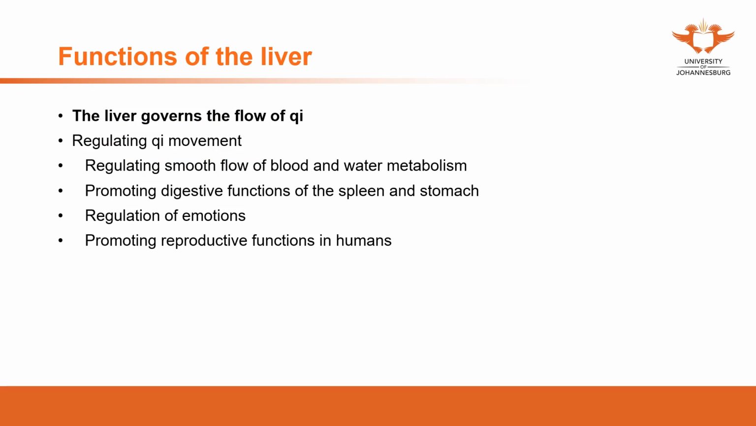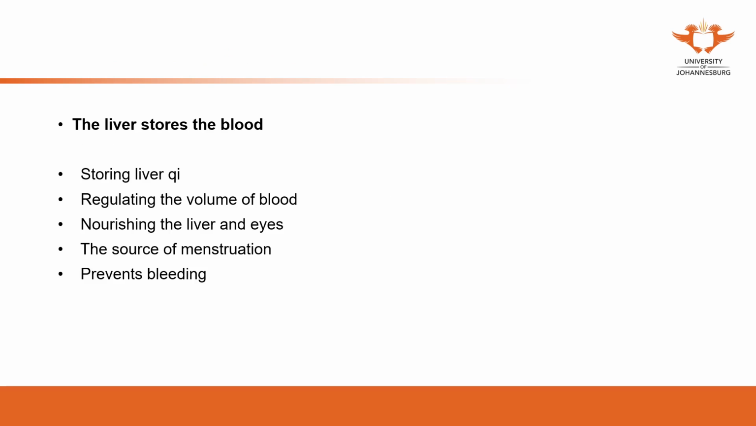The other function of the liver is that the liver stores the blood. This means that the liver has the functions of storing blood, adjusting the volume of the blood in the circulation, and preventing bleeding. Firstly, storing the liver qi. The liver blood is the foundation of the liver qi. The blood is yin, which is the part of the static, quiet. This can prevent the excess movement of liver qi.